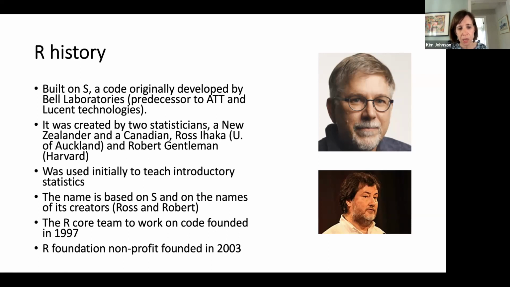It was Bell Laboratories. R was created by two statisticians, a New Zealander and a Canadian, Ross and Robert. Since it's built on S, they gave it the letter R, and it also kind of fortuitously went with their first names. So I thought that was pretty interesting. They used it initially to teach introductory statistics. Then the core team to work on the code was founded in 1997, and the R Foundation, which still exists, is a nonprofit that was founded in 2003.